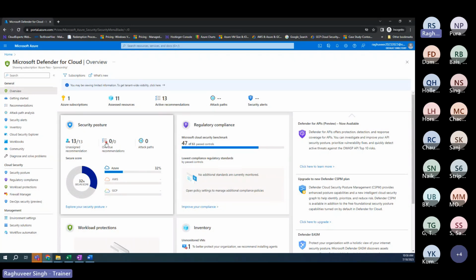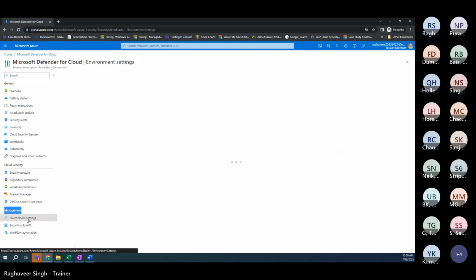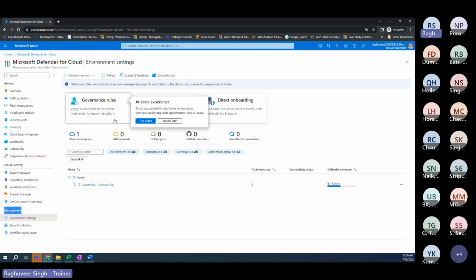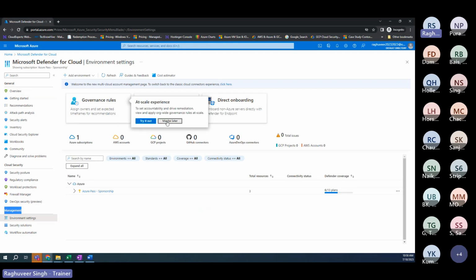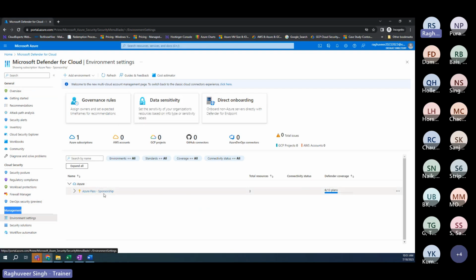After you have upgraded, you will need to enable the services in the Defender. So how do we enable services in the Defender? We will need to click on environment settings under management. Under environment settings, you will see your Azure subscription, which is Azure Pass sponsorship. You will need to click on it.